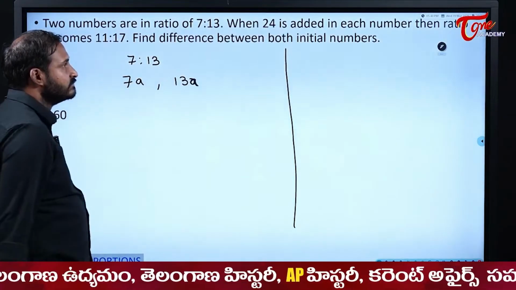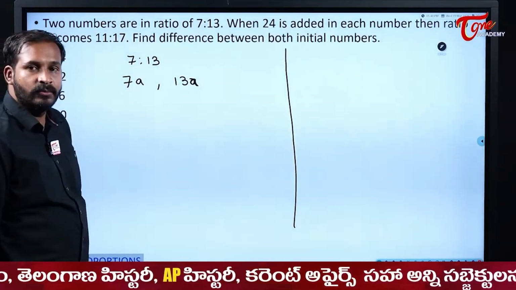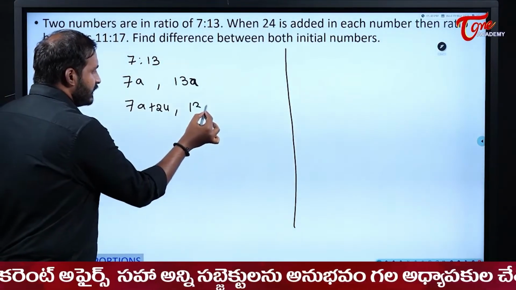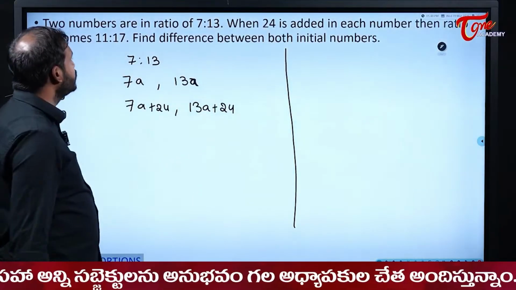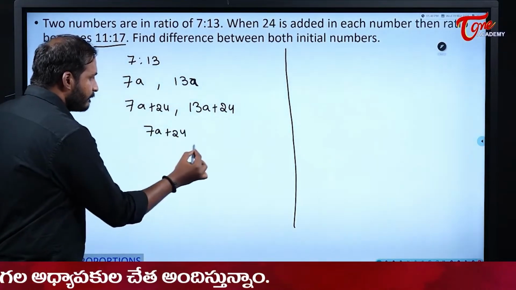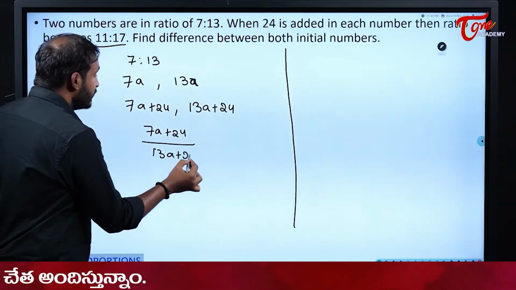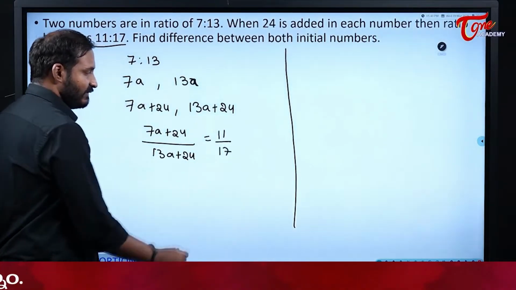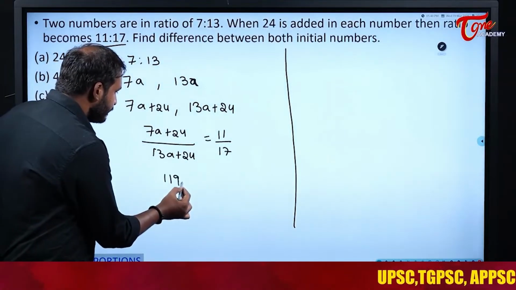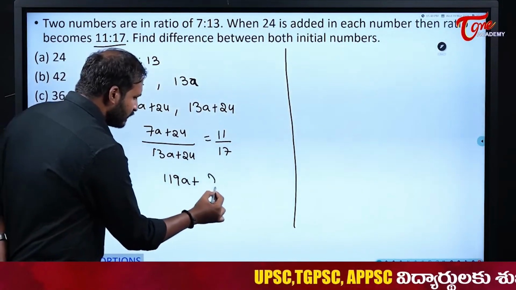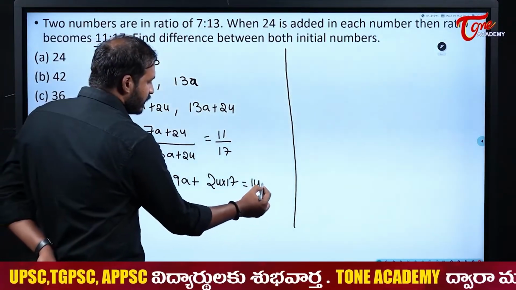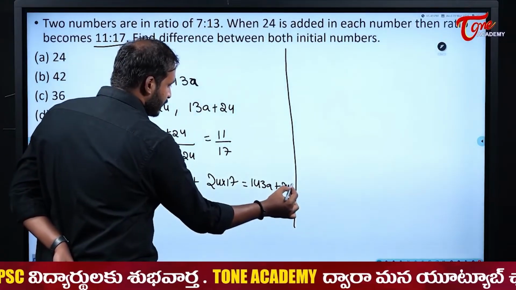Now 24 is added to both the numbers. That means 7a plus 24 and 13a plus 24. By adding this, the ratio became 11 is to 17. That means I can write 7a plus 24 by 13a plus 24 equals 11 by 17. Now cross multiply. 17 sevens are 119a plus 24 into 17. Put it like that only, it is a waste of time calculating. So 13 into 11 becomes 143a plus 24 into 11.